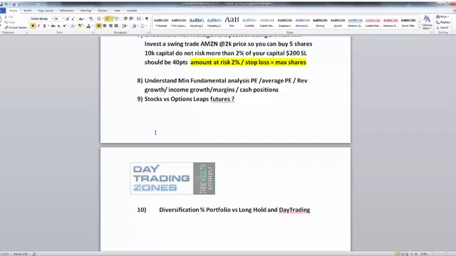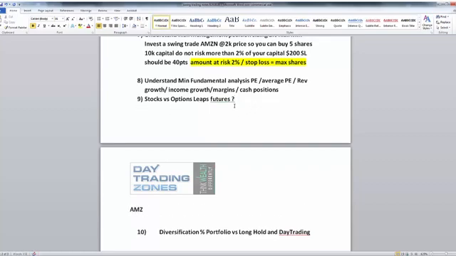Number 9, understand what vehicle you are going to use. Are you going to swing trade with stocks, or are you going to swing trade with options, LEAPS, or futures? Because look here, again, Amazon example, okay? Price is at 2000, very close today, right? Do you want to buy 1 share, right? 1 share? Or do you want to buy an option, which controls 100 shares?